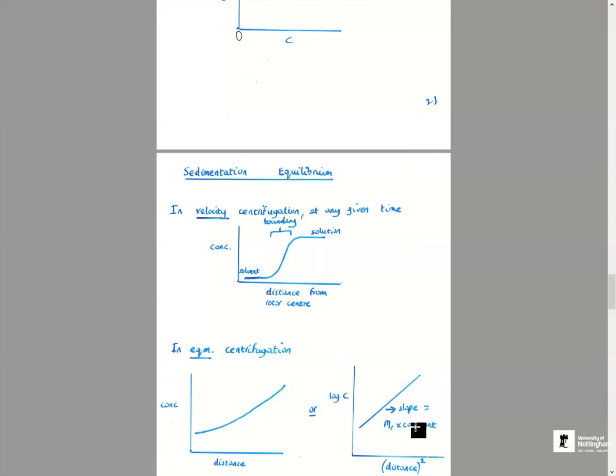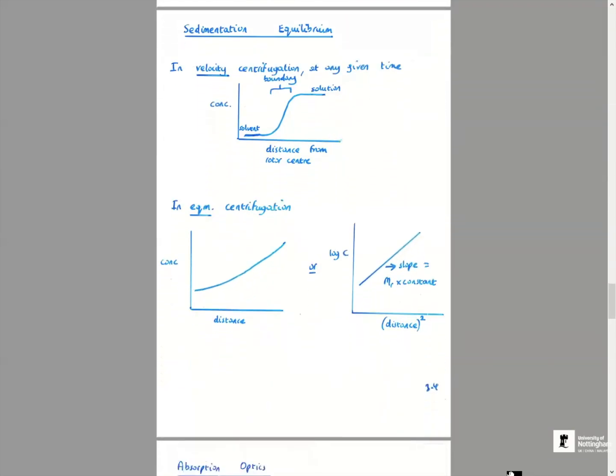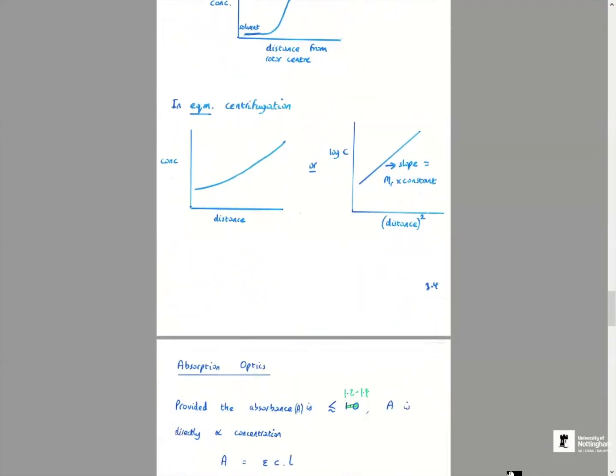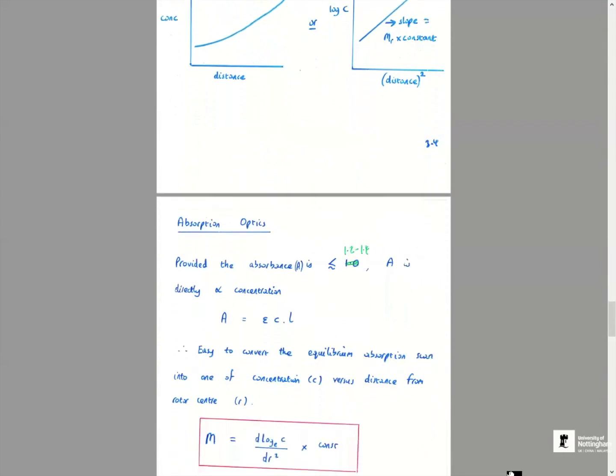Believe me. So that constant depends on things like the specific volume, the rotor speed, the temperature, the density of the solvent, all this sort of stuff. If you know all that and measure the slope, we can get the molecular weight of your material, which is a weight average molecular weight. I'll say more about that in a minute. Right, so how do we record this? We can use absorption optics first of all.